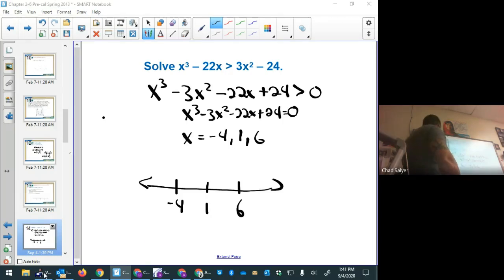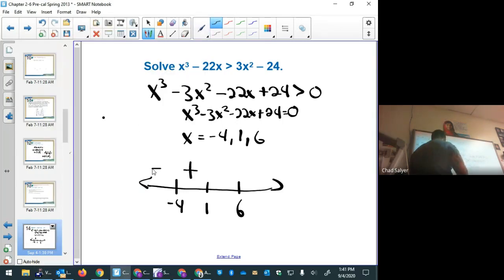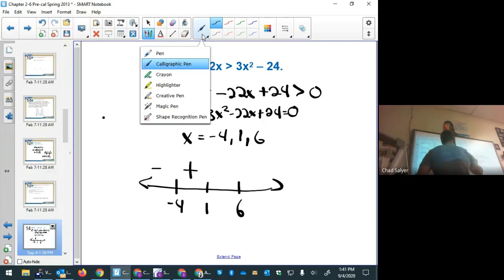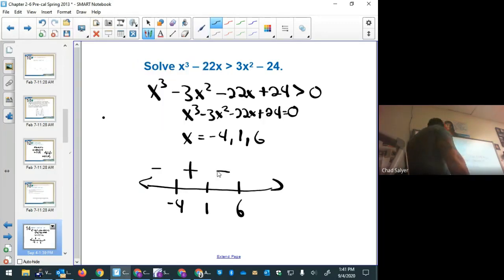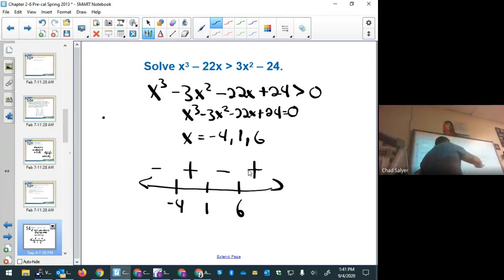And we'll use the graph to determine the signs. So see how steep this is? It's kind of hard to tell which way is doing what. But it's going to be negative to the left, positive to the right of the first zero. And then after 1, it's negative again. And then after 6, it's positive again. Again, don't fall in love with that alternating scheme. That won't always be true.